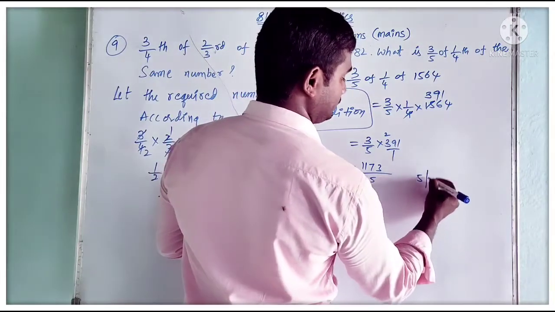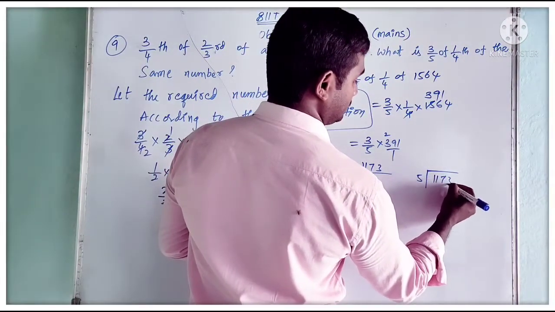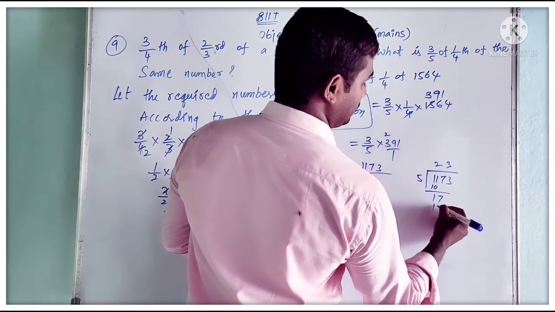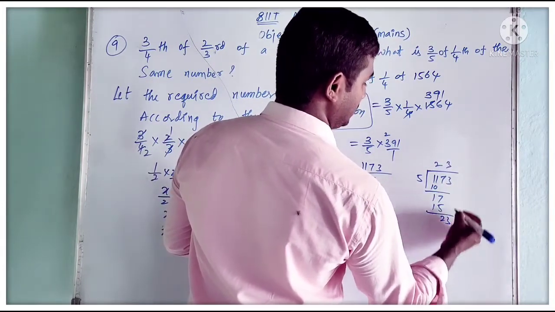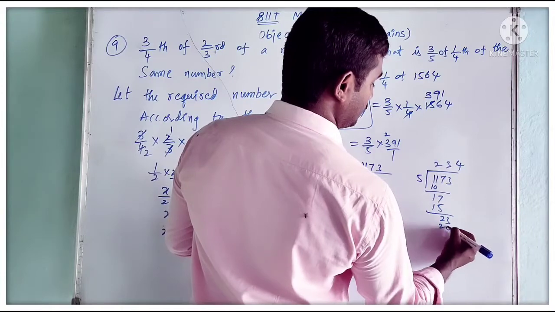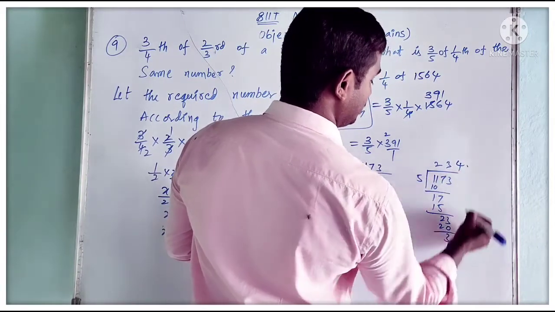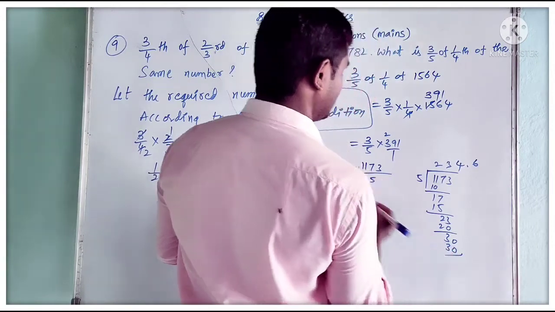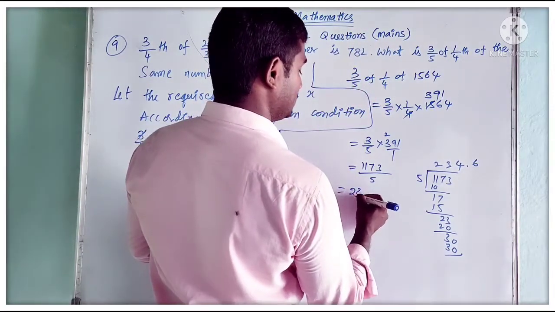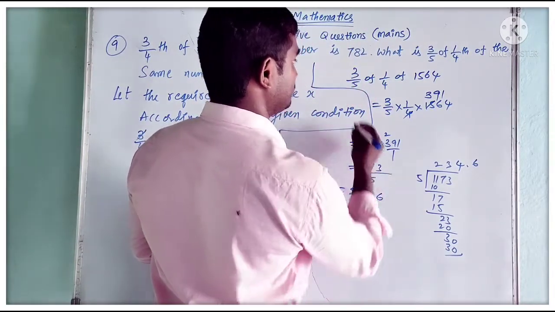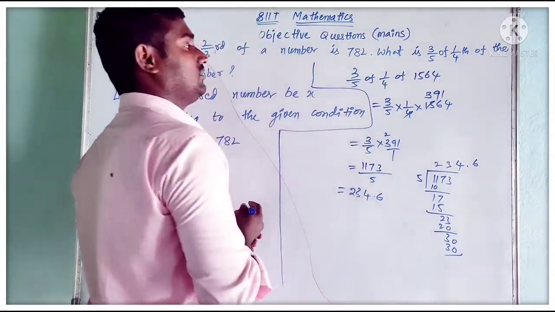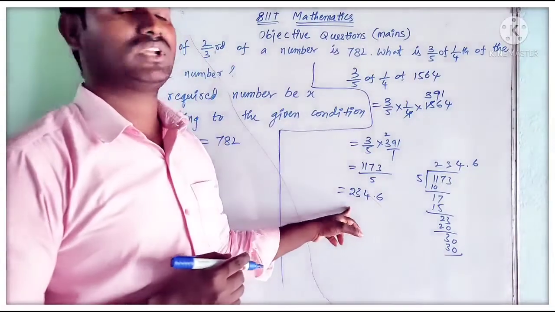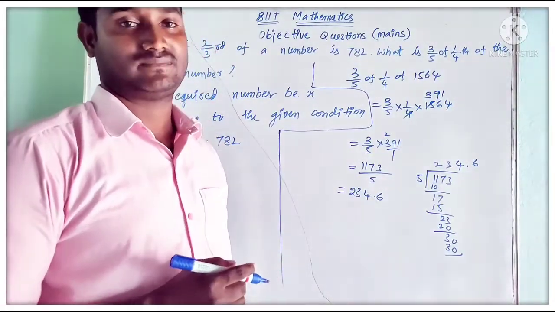If you want to write in decimals, you can write it. 5 twos are 10, 5 threes are 15, 5 fours are 20, so 3, keep the decimal point, 0, 5 sixes are 30. So what is the correct answer? 234.6. So 3/5 of 1/4 of 1564 is equal to 234.6.